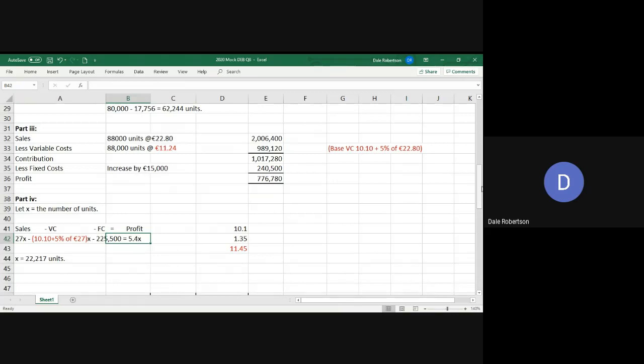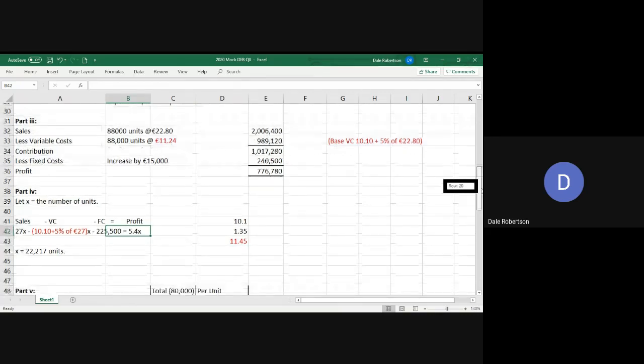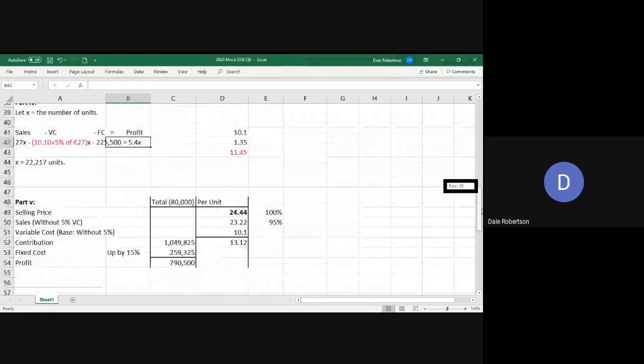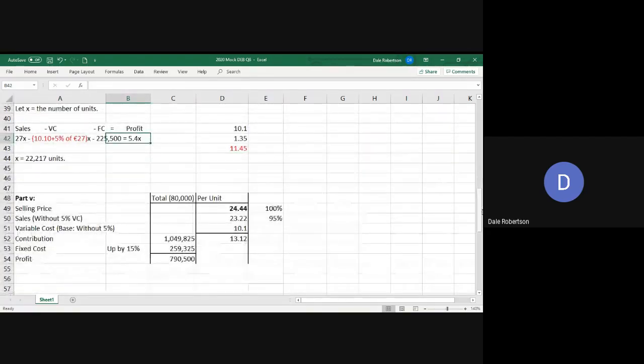And then finally, we have question part 5. Part 5 is asking us to work out the selling price the company must charge per unit in 2020 if fixed costs increase, but the volume of sales units and profit remain the same as last year. So therefore, we have to start at the bottom here, and we have to say that this profit remains the same, 790,500, the same as the original question.